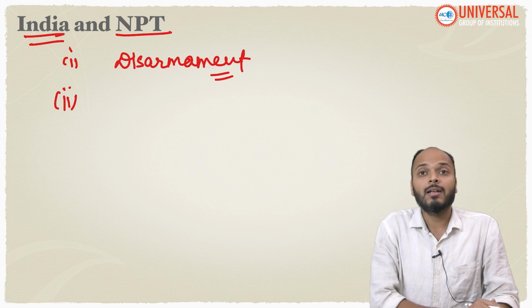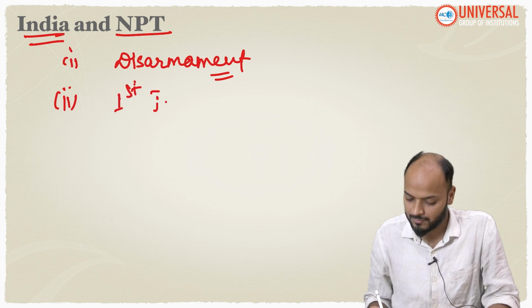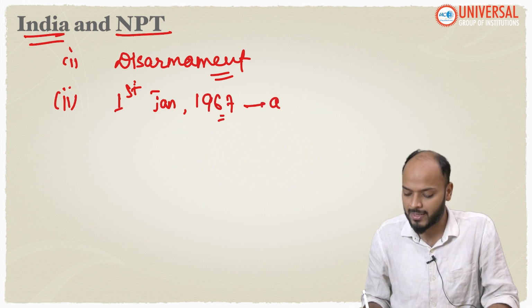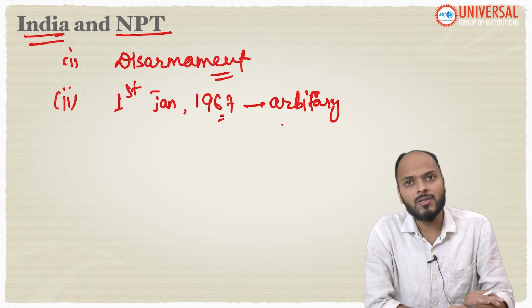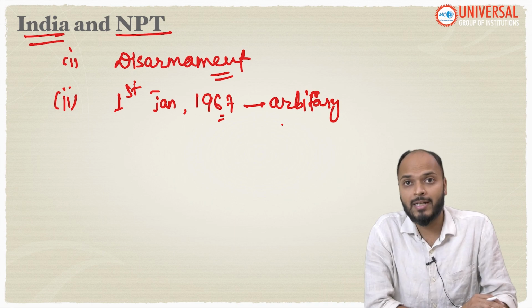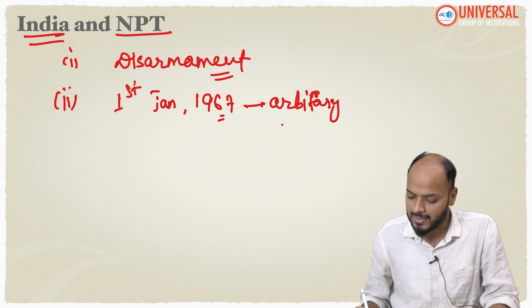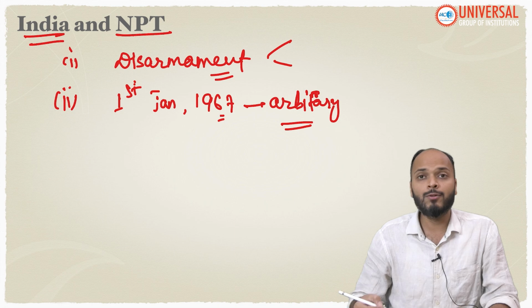Secondly, from where has this date, 1st of January 1967, come? It is an arbitrary date, right? India had said that because the date is very arbitrary, and India was also about to conduct a test after a few years. But the date in NPT was 1st of January 1967. India had said this date is arbitrary, and more importantly, this treaty divides the world into 2 groups.